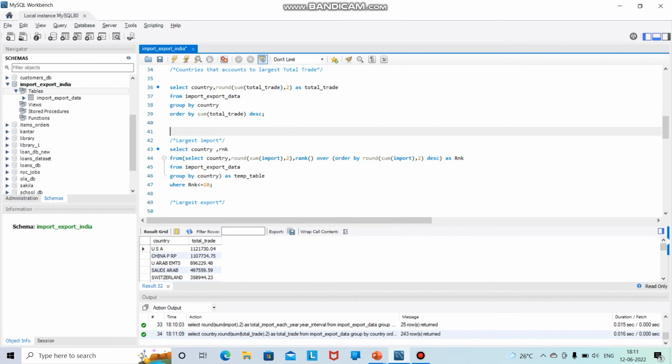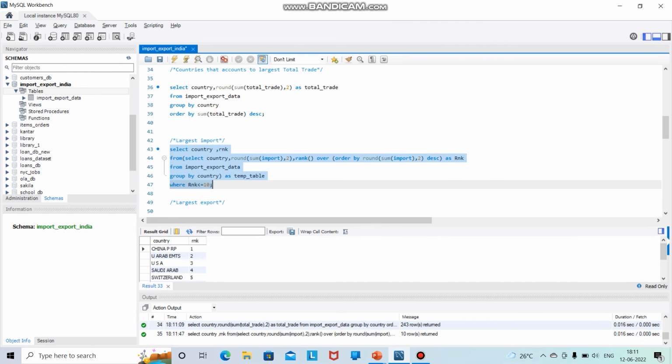Now, my next objective is to find the largest importers, the countries from which India imports the majority of its goods. If I run this query, here I have used a window function, a rank. I've grouped it by country and put a condition that I want only the top 10 countries. So it has ranked the countries based on the largest import. China is leading the way, which shows that we import the majority of goods from China, followed by United Arab Emirates and US.